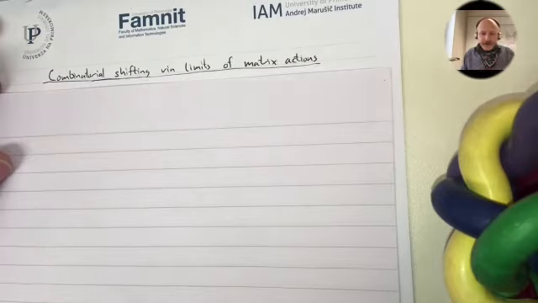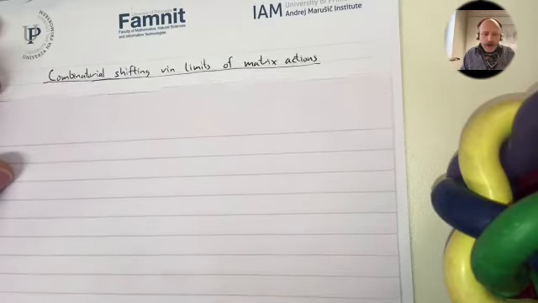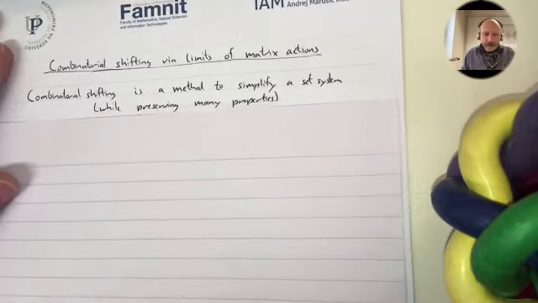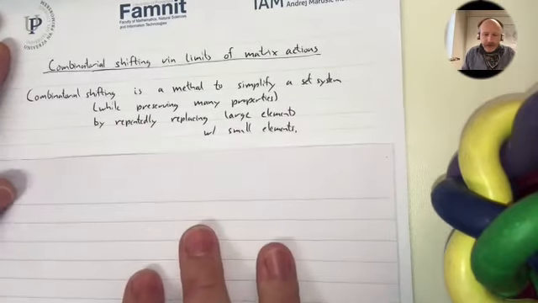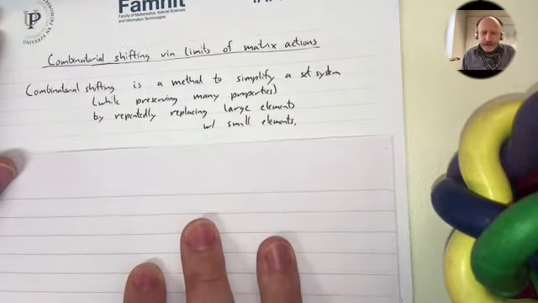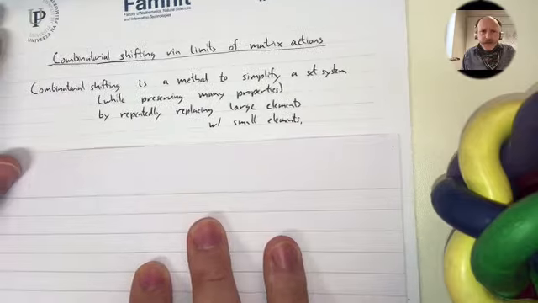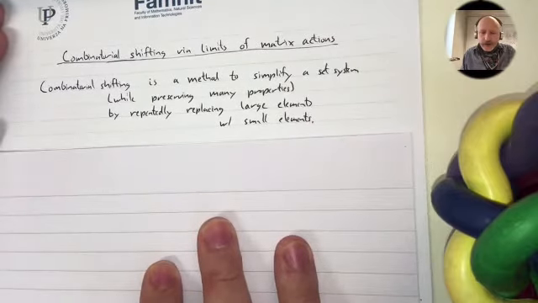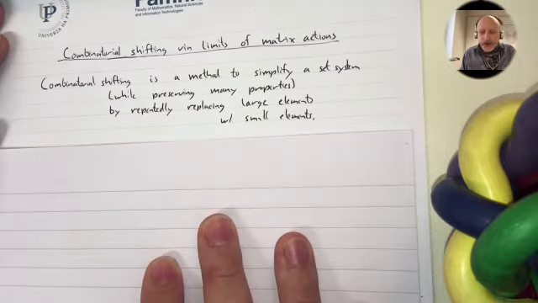Combinatorial shifting via limits of matrix actions. Well, I have prepared some materials on the background here. So I want to start by telling you what this combinatorial shifting is. I think that some of you will have seen this before, but I'm certain that everyone could use to be reminded. So the big picture is that this is a method to simplify a set system while preserving a lot of nice properties you might be interested in by repeatedly replacing large elements with small elements.